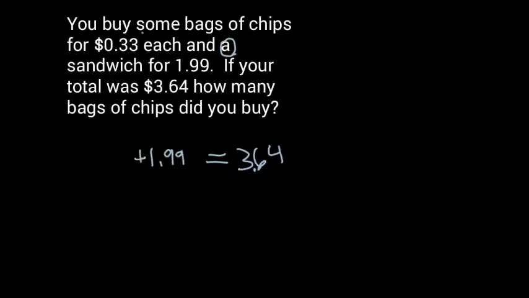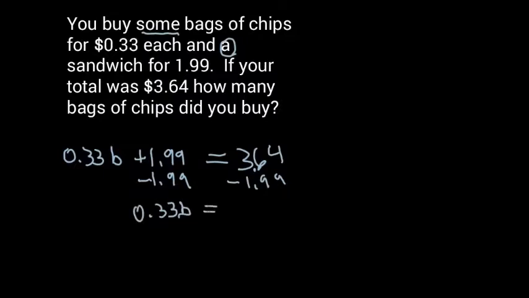It says we bought some bags of chips. We don't know what the number is, so we're going to have a variable there. So we have 33 cents, and we'll say B for bags of chips. So our equation is 0.33B plus $1.99 equals $3.64. Now we have an equation we can solve. Again, work backwards, so we're going to subtract the $1.99 first. So over here we have 0.33B left, equals, you have to subtract that.